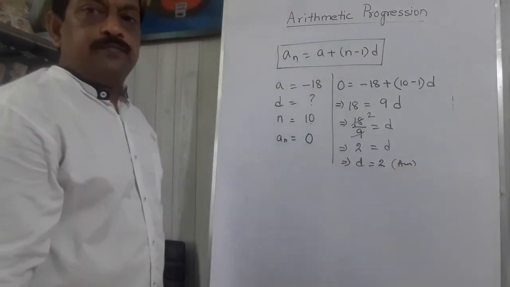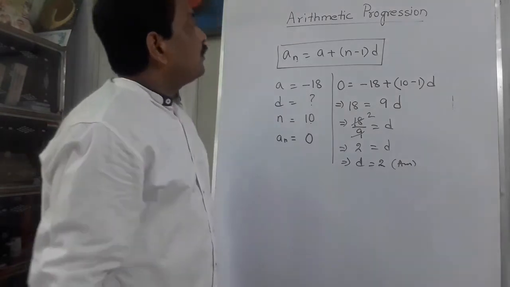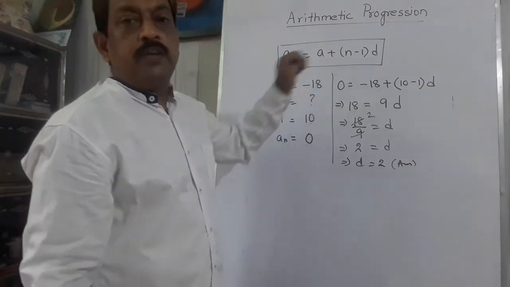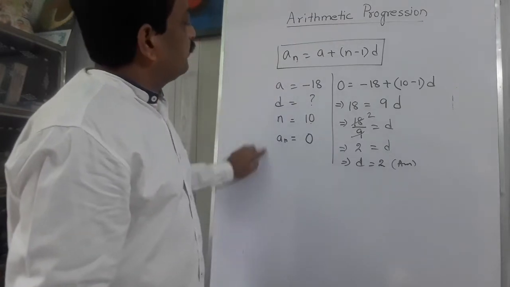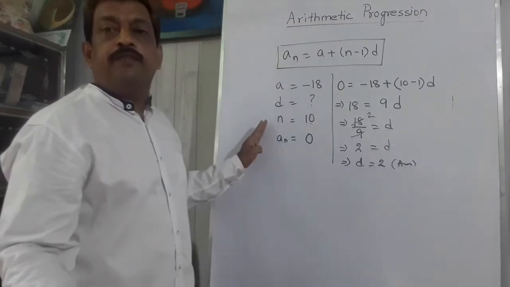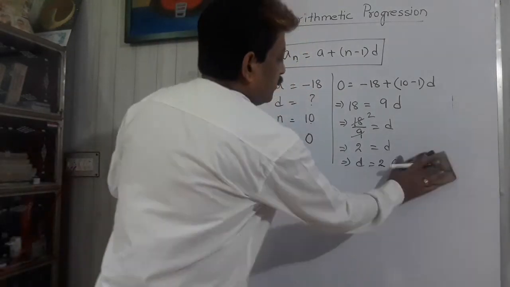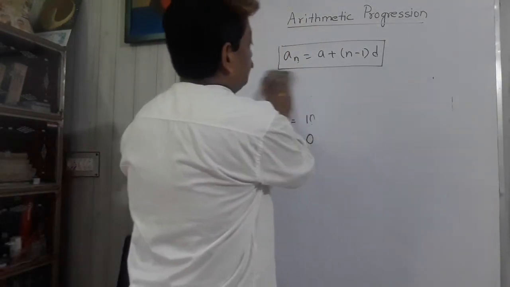So is it clear? Okay. Therefore, there are 4 variables here, and if any 3 out of the 4 are given, we can find the 4th one. Clear? Okay. Now a little bit different type of sum.